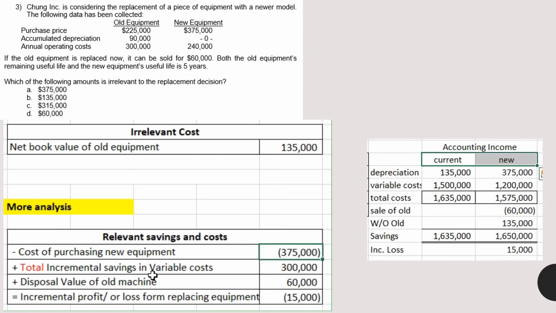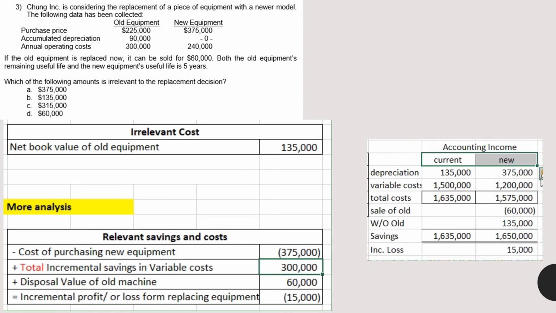Our total incremental savings in variable costs over the 5 years of the new equipment's useful life would be $300,000, so it's a savings of $60,000 per year. $300,000 less the $240,000 times the 5 years would be an incremental savings in variable cost of $300,000. They would have a disposal value of the old machine today worth $60,000, creating an incremental profit or loss, in this case a loss of $15,000. Therefore, the irrelevant amount is the net book value of the old equipment, being $135,000.